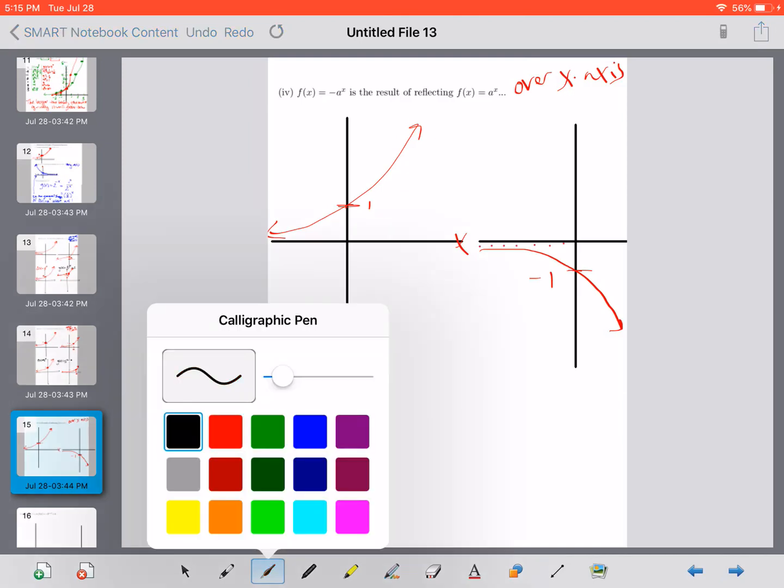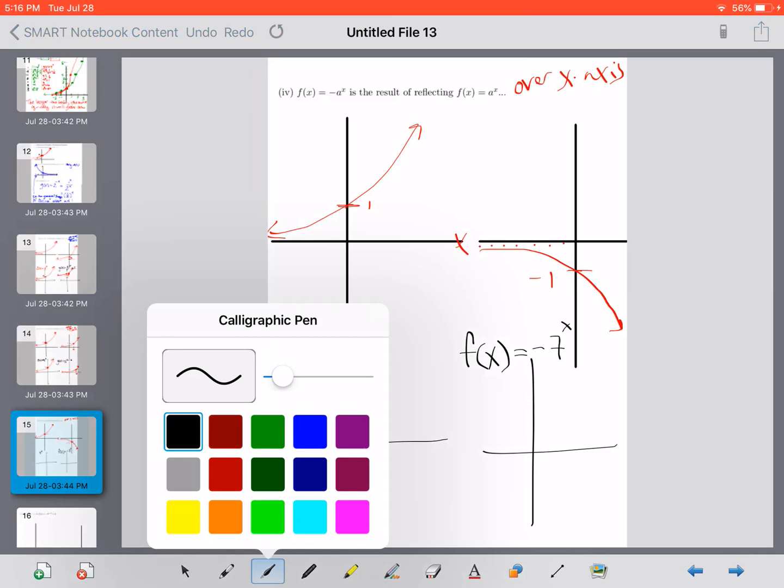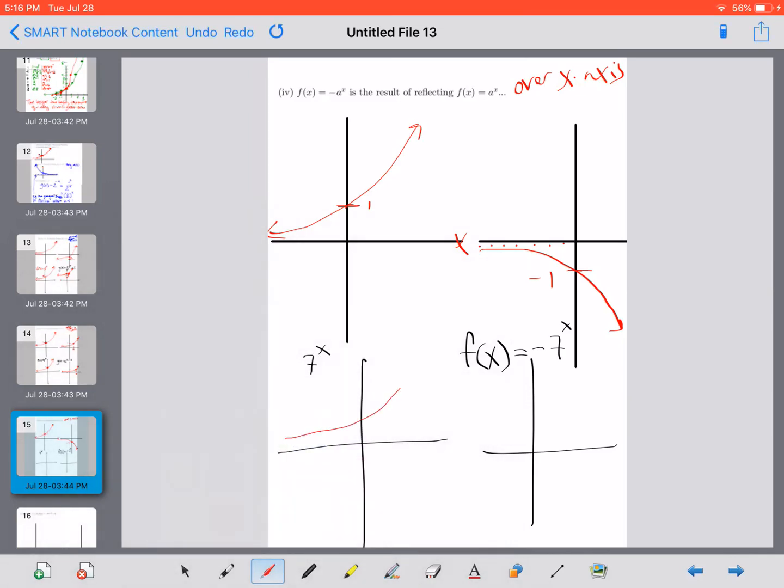To give you a concrete example, let's say I wanted to graph the function f of x is equal to negative 7 to the x power. Start off by graphing just regular 7 to the x power that has the same basic shape as all of our other exponential functions. Now negative 7 to the x power is just going to flip it over the x-axis. So it's going to look like this.